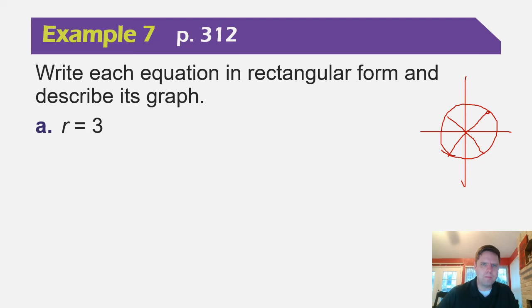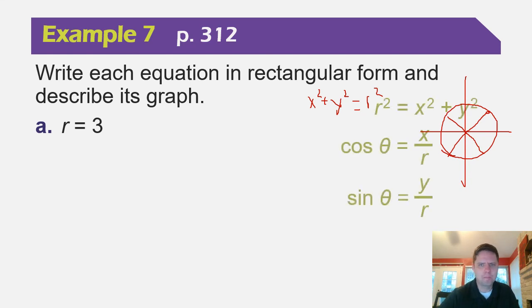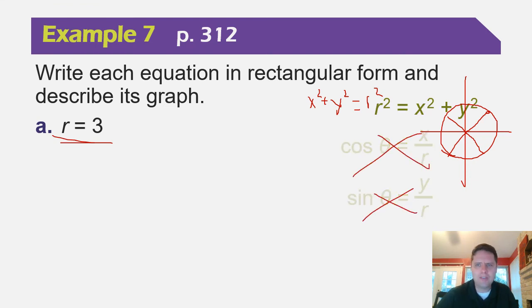Well, you might be able to remember that the equation of a circle is x squared plus y squared equals r squared. But if you don't remember that, we can just, again, look at the equations that we had. R squared equals x squared plus y squared, cosine theta equals x over r, sine theta equals y over r. Well, we have no theta given to us here, so we already know that these two must not be used in this one. So we have to use this guy. So probably the easiest way to do this would be to say, if r equals 3, we want to make this say r squared equals something.